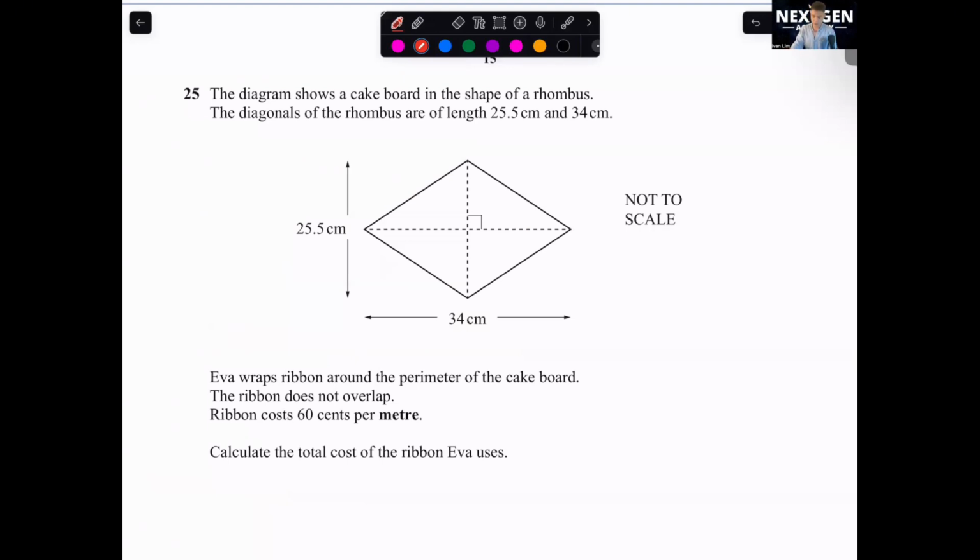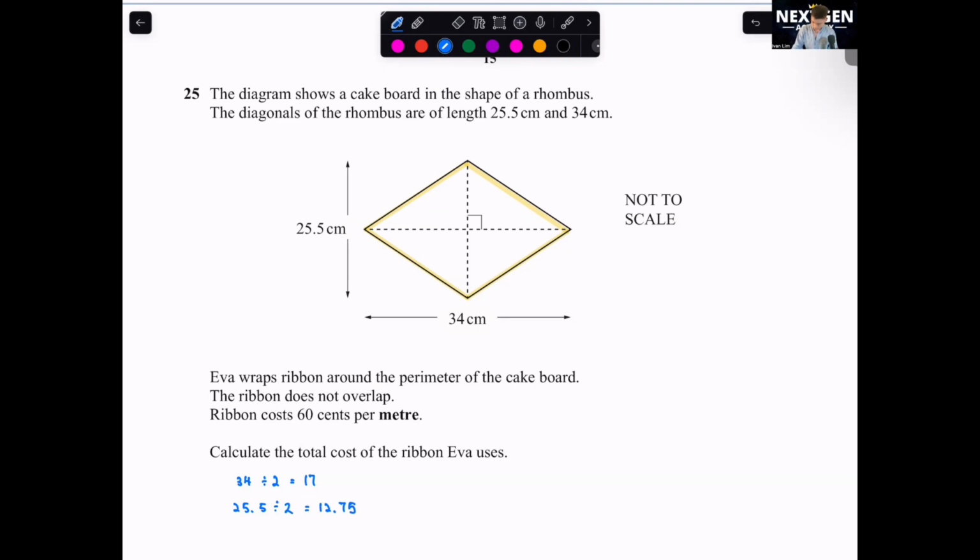The first thing we need to find is the perimeter of this shape, because this is where the ribbon is. To find the perimeter, they give us this and this. We can use Pythagoras theorem, because this is a right angle triangle. First we take 34 divided by 2, so that we can find half the length of it. 34 divided by 2 will be 17. Then we take 25.5 divided by 2. This will be equal to 12.75.